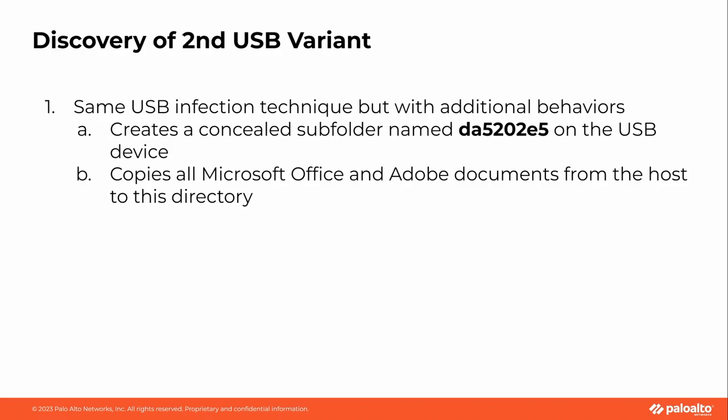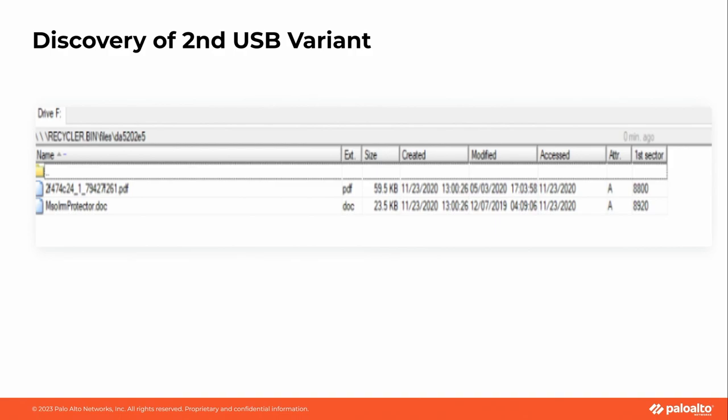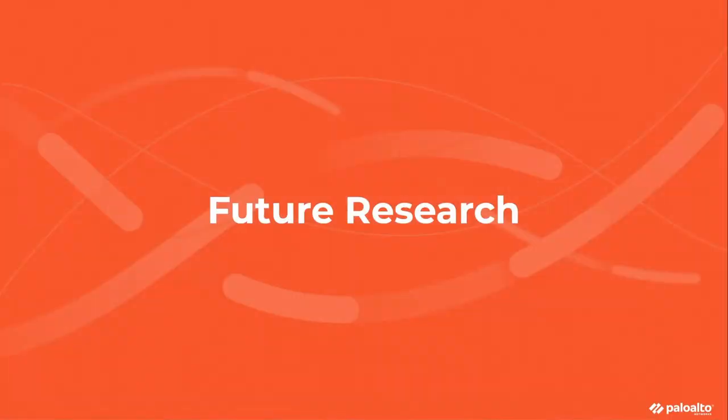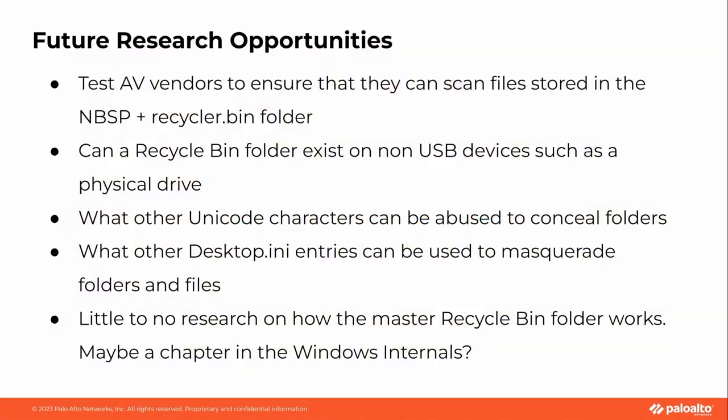If they have a Windows operating system, good chance they do. They're not going to see the files that they just copied off. And here's an example of that file existing. So again, it still shows that it's out there, it's evolving, but at least Microsoft now is detecting those link files. So future research, for the audience, maybe you find this interesting, test other AV vendors.